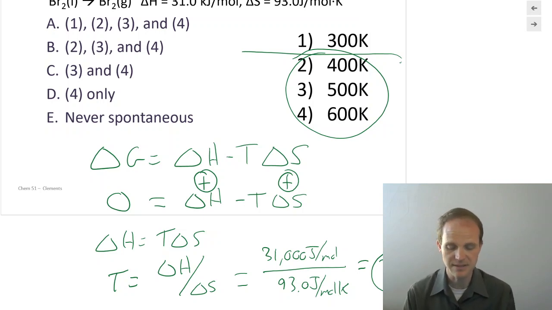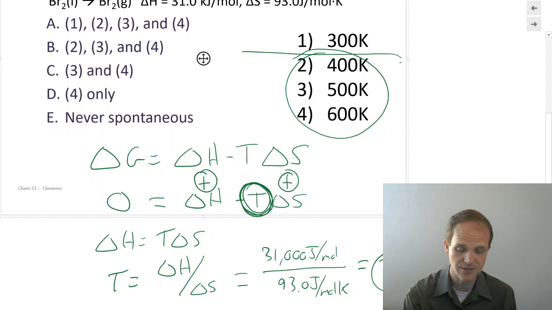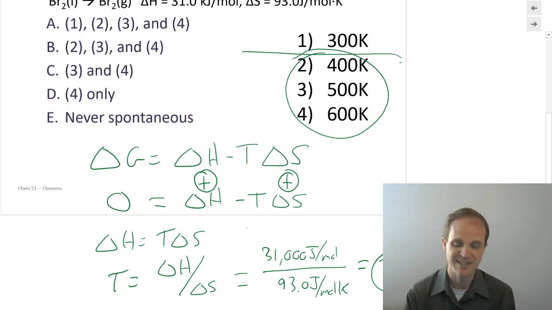At 1,000,000 Kelvin, I've got a positive number minus a very, very, very large temperature times the positive number. That's going to give me a negative number. And so at very large temperatures, I get a negative number. At very small temperatures, I get a positive number, which means at large temperatures, I'm spontaneous. At small temperatures, I'm not.